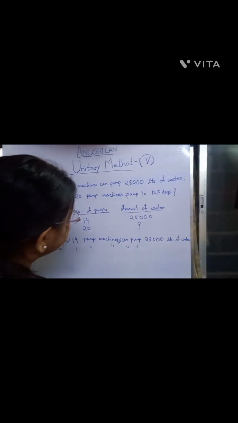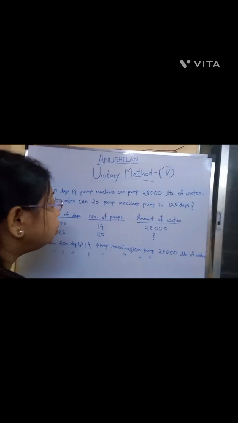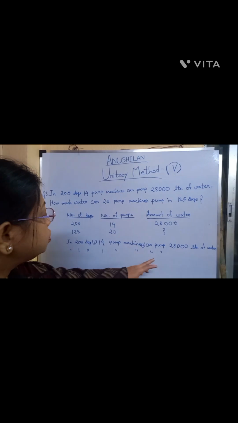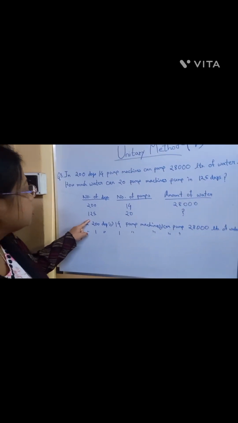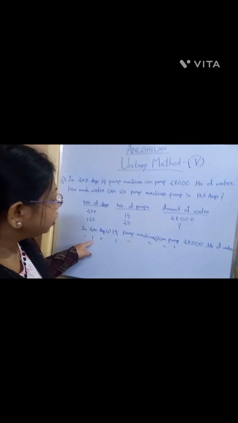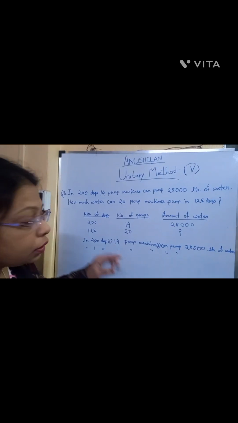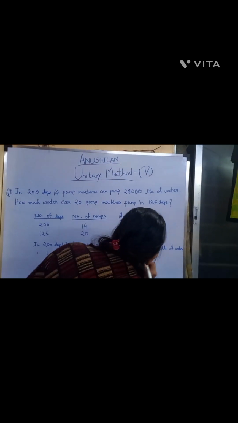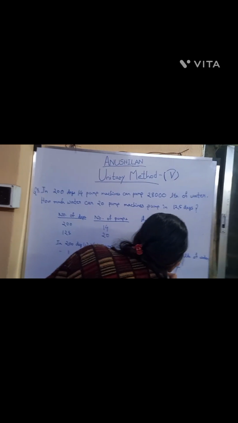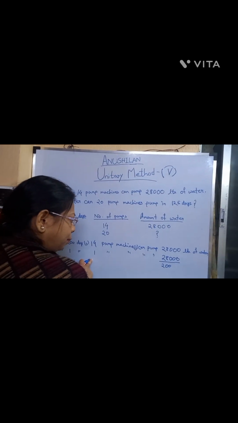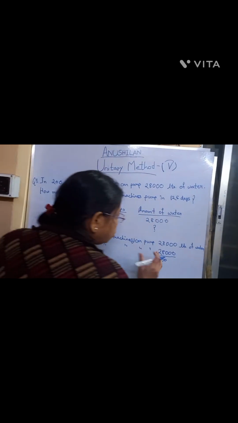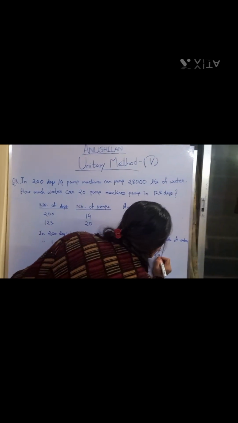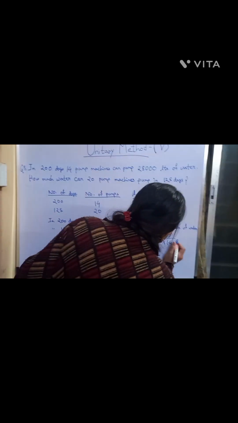One pump machine can pump how much water? Just think about the relation. 200 days, now it is one day. In one day, the amount of water will be less, so I will make a division here. And one pump machine can also pump less amount of water, so I will make a division here also.